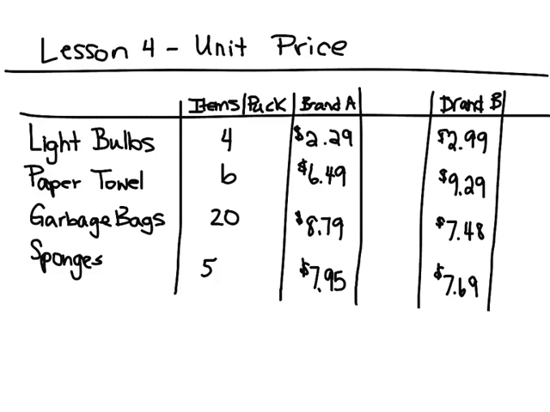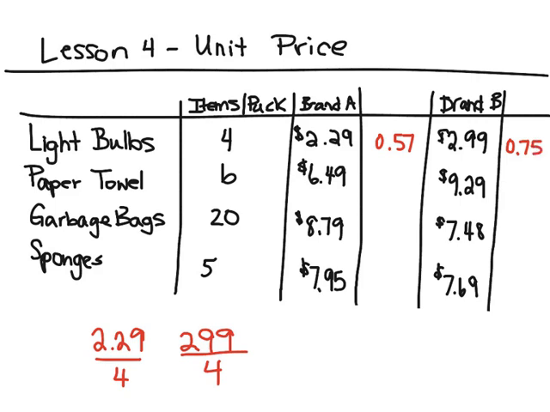First for the light bulbs, we're going to take $2.29 and divide it by 4 to get 0.57 cents per light bulb. Then we're going to do the same thing with brand B, so we're going to go $2.99 divided by 4. And you should get 0.75. So what I want you to do is pause the video and go through and find all of the unit prices for brand A and brand B for paper towels, garbage bags, and sponges.